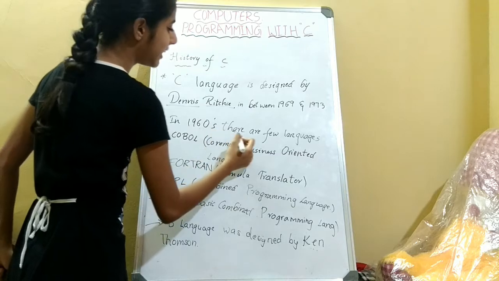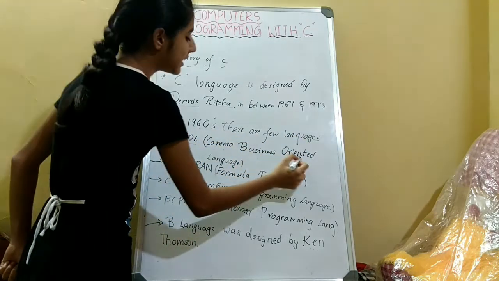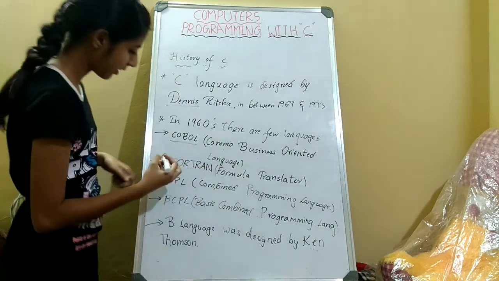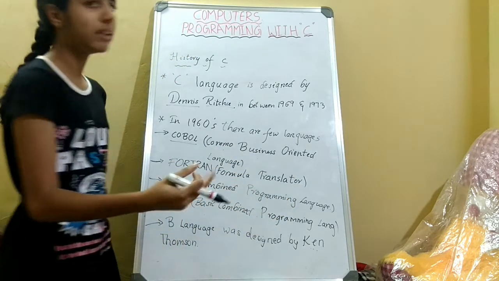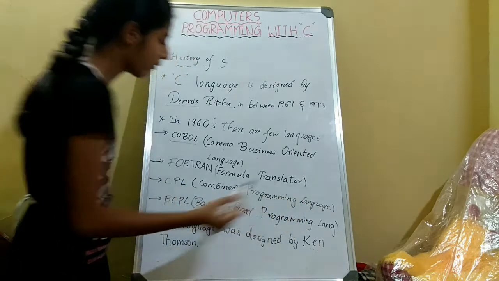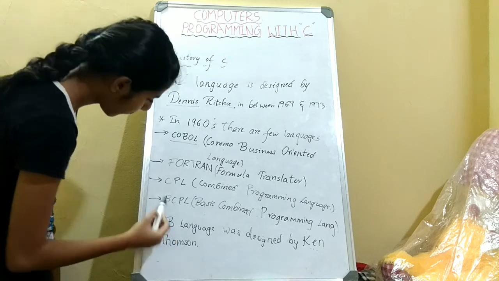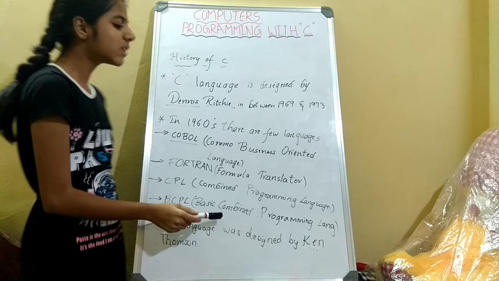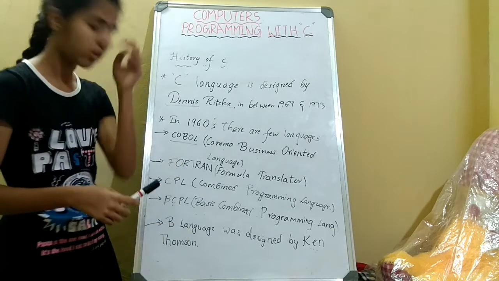In the 1960s, there were a few languages like COBOL, the Common Business-Oriented Language. This was created but it failed. Fortran, the Formula Translator, we are still using, but people are not using it much. CPL, Combined Programming Language, was also a failure. BCPL, Basic Combined Programming Language, was not a failure, but people are not using it much.